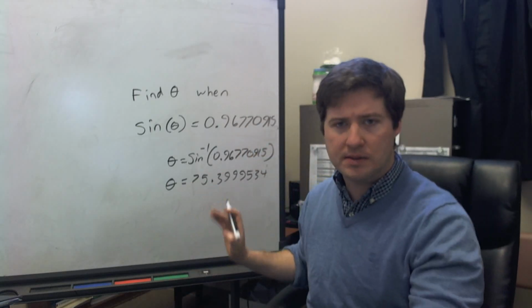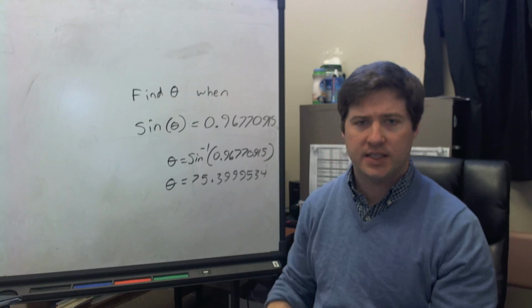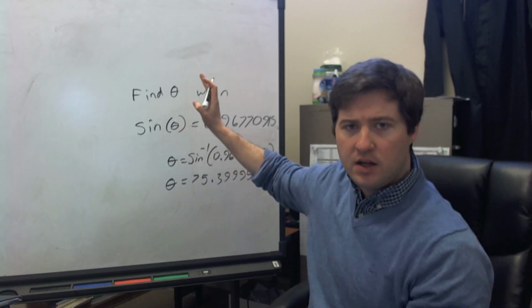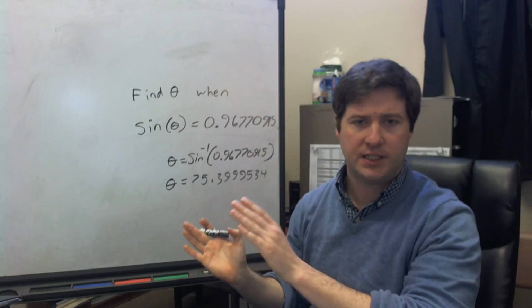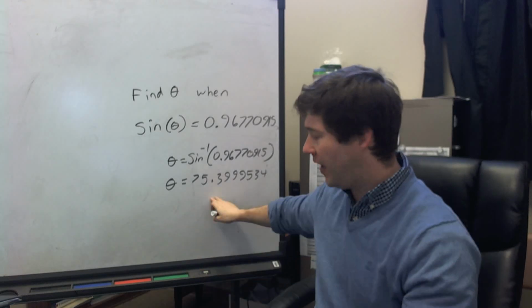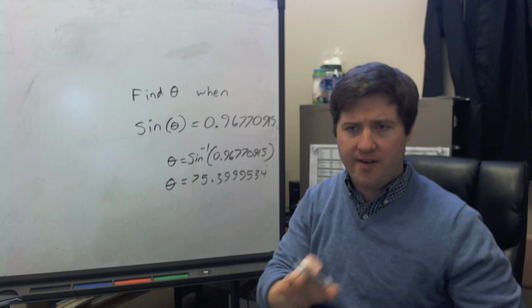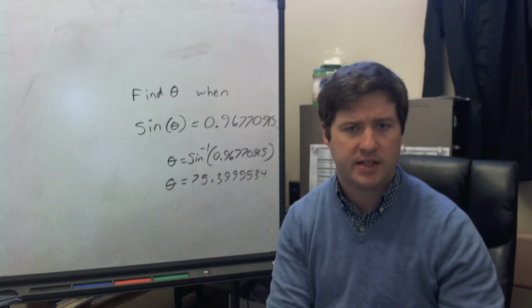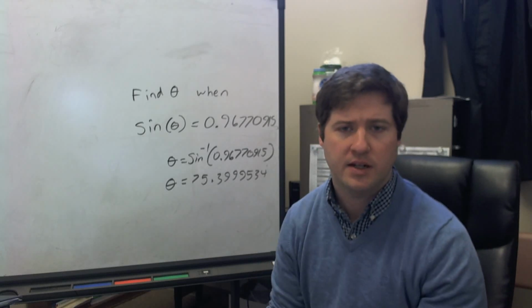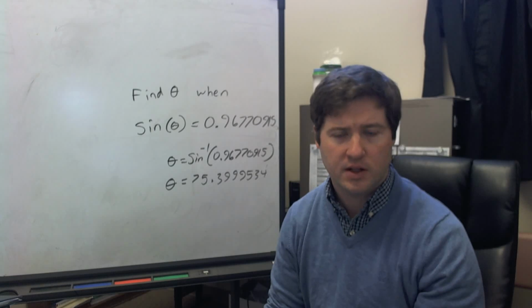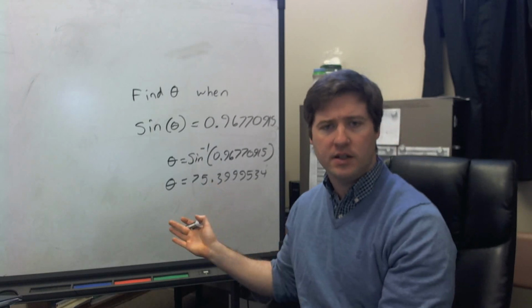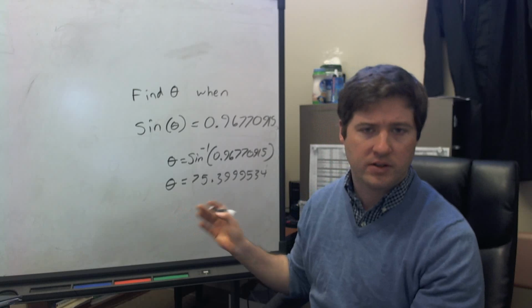Now, when I look this problem up in your textbook, it says find theta if theta is between 0 and 90 degrees, which is what we found here. In your notes, you notice I don't have that stipulation there. I don't say that theta has to be between 0 and 90 degrees. So what I want you to do is find a couple more angles.